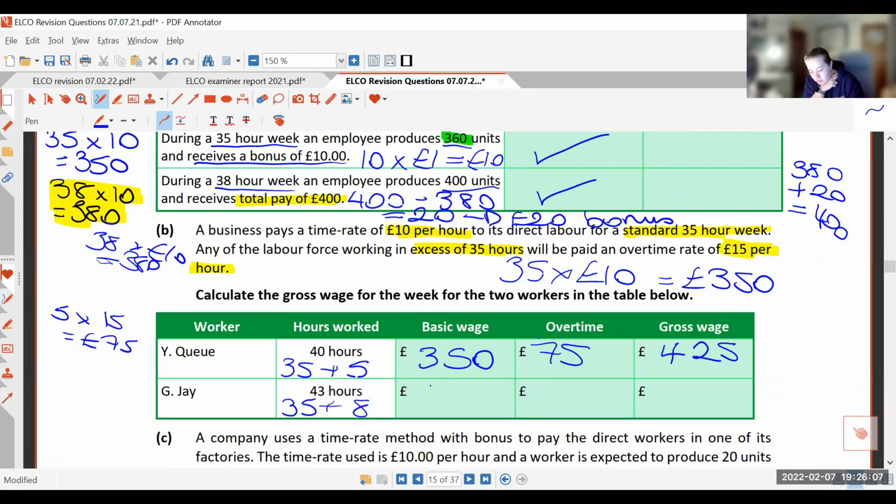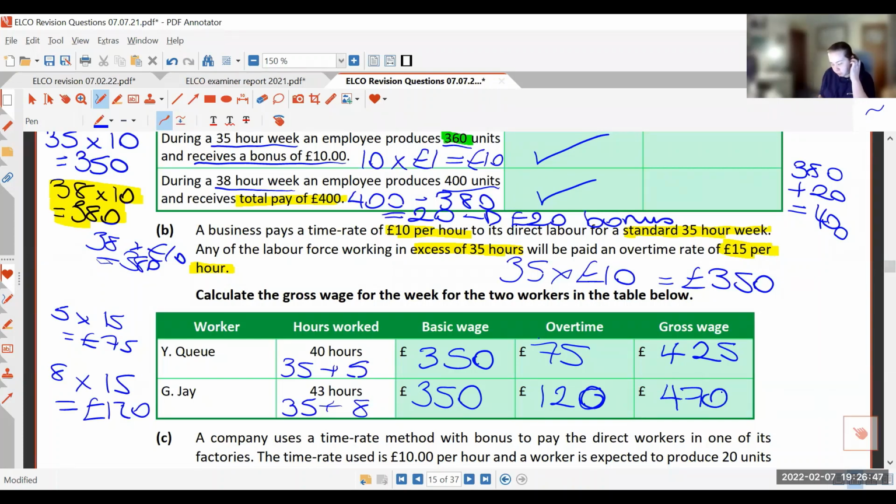We can use the basic wage again, so we know we've got £350 basic wage, and then we need to work out the overtime. This time we've got 8 hours and we'll multiply that by our overtime rate. So we do 8 times 15, which is £120. We'll pop that into our table, 120, sorry, that is a 0, I just can't write very well. And then we'll do 350 plus 120, and that gives us 470.